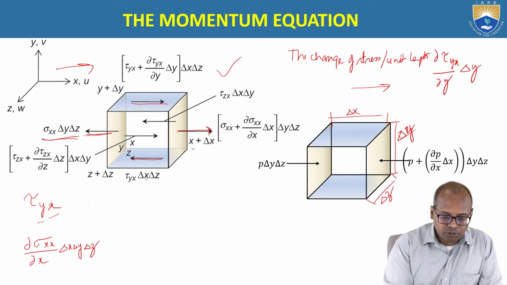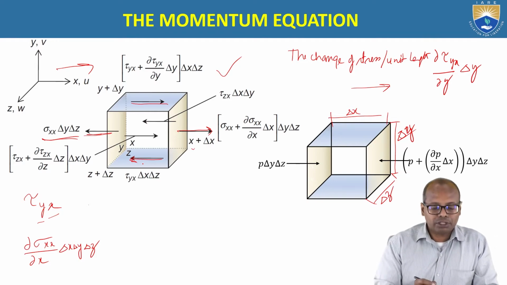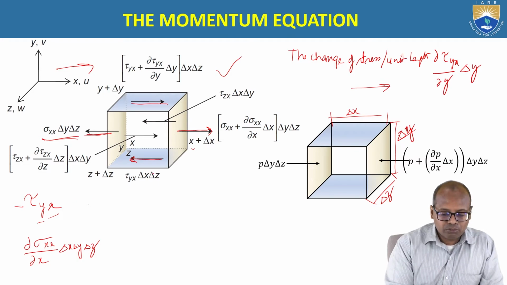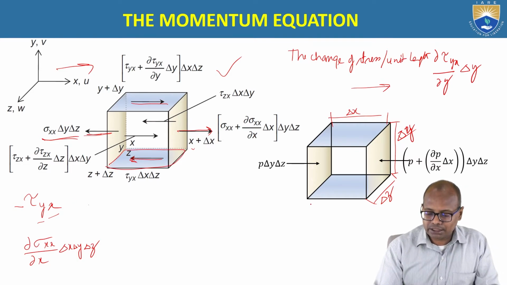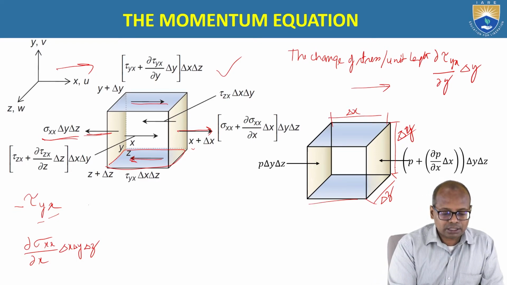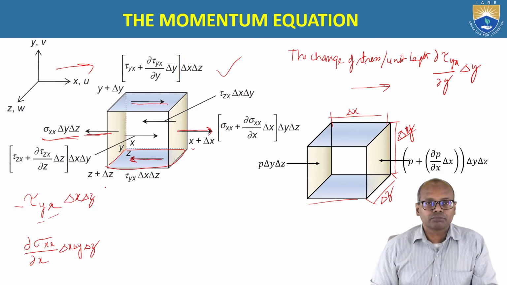Now the bottom face, the stress is acting in negative direction. So the negative direction means I will get a negative 1 into what is the area on which it is acting? It is this one. What is this? This is delta x and this is delta z. So it is a delta x, delta z.